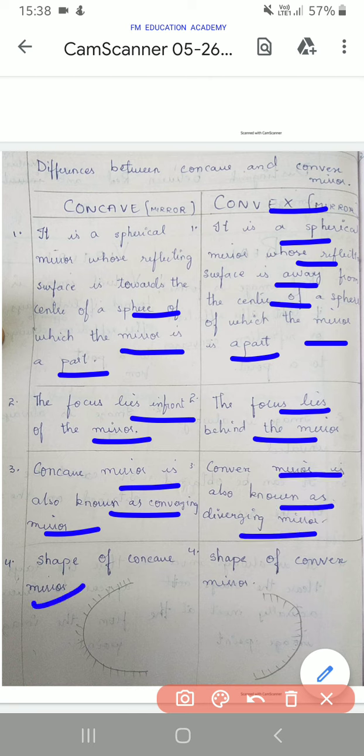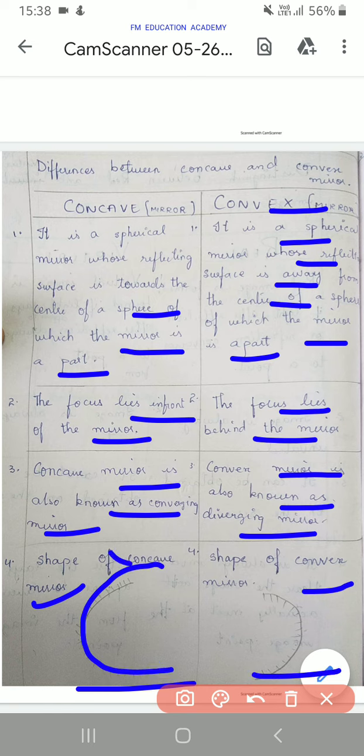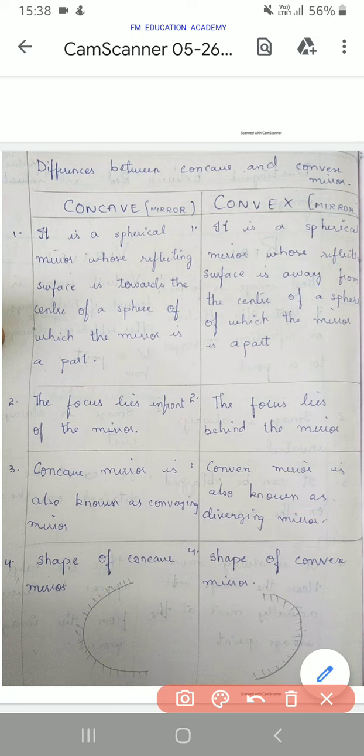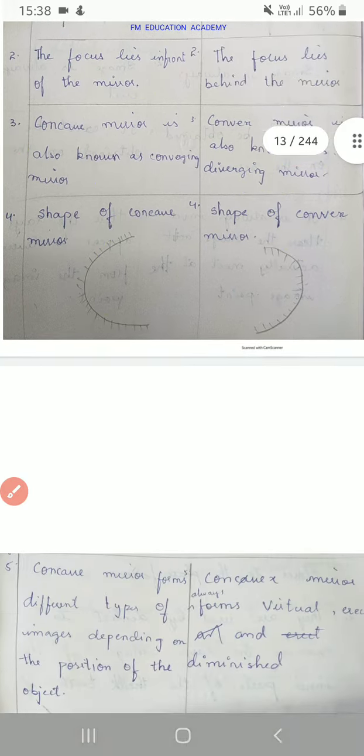Then you can also draw the shapes of these mirrors, concave and convex. See, concave will be like this and it will be shaded outwards, and convex will be like this and it will be shaded inside. I'm going to share all the tips, don't worry.